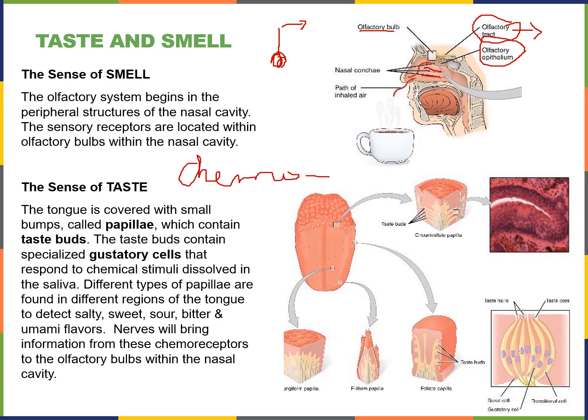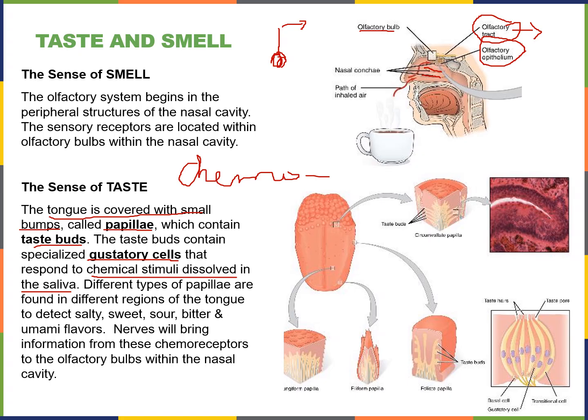So if we take a look at the sense of taste, we know that the tongue is covered with these small bumps, which most often we refer to as our taste buds. They're actually called papillae, and the papillae contain the taste buds. The taste buds contain, again, special cells, gustatory cells. Gustation always refers to food, something to do with food. Gustatory cells respond to chemical stimuli dissolved in saliva. So again, this is how chemoreceptors would work. The different foods get dissolved in the saliva, and the gustatory cells, again, are connected.